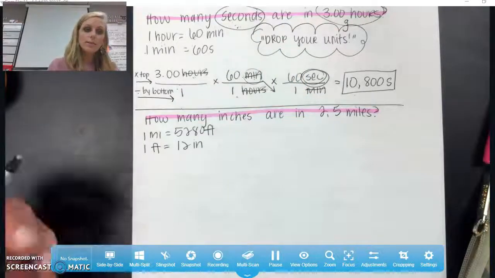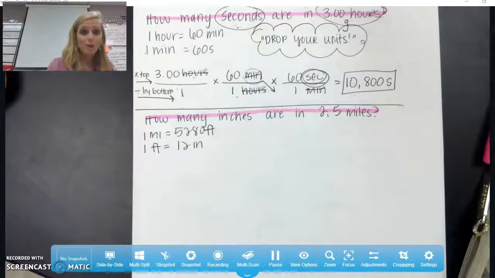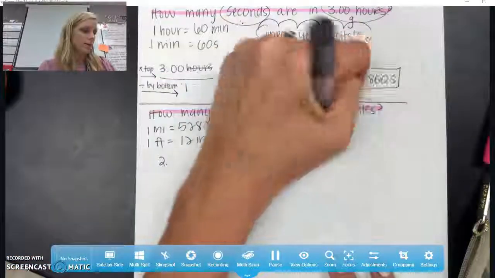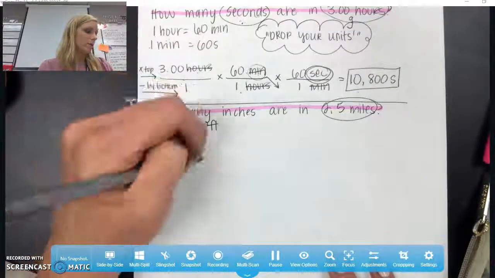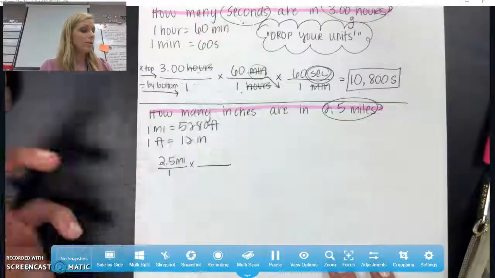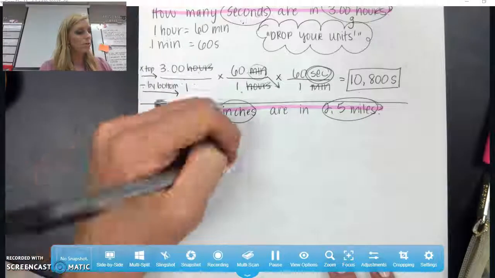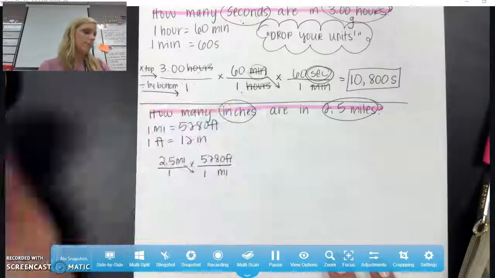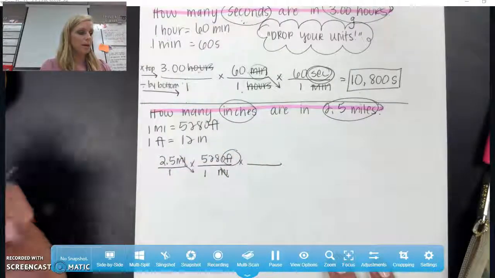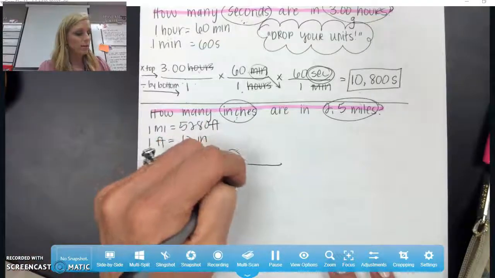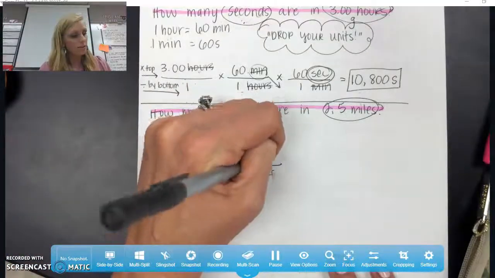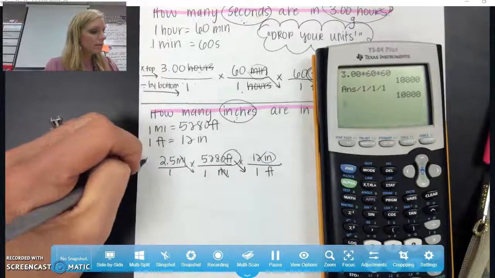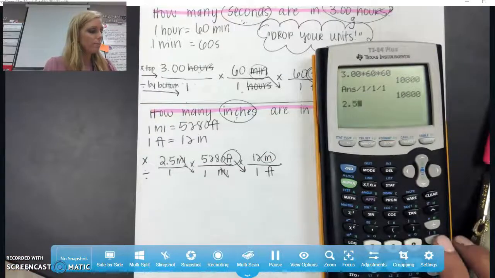So if you want to pause this for a second and give that one a shot, you can. I'm going to quickly work through it and just give you the answer. So I was given 2.5 miles. I'm going to put that over 1. I want to get eventually to inches, so I'm just going to drop miles to the bottom so I can cancel it out. 1 mile is 5,280 feet. Not happy yet because I'm in feet and I want inches, so I'm just going to keep going. Drop feet. 1 foot is equal to 12 inches, and there we go. That is the unit that I want. And then you put everything in your calculator. You multiply the top, divide by the bottom.